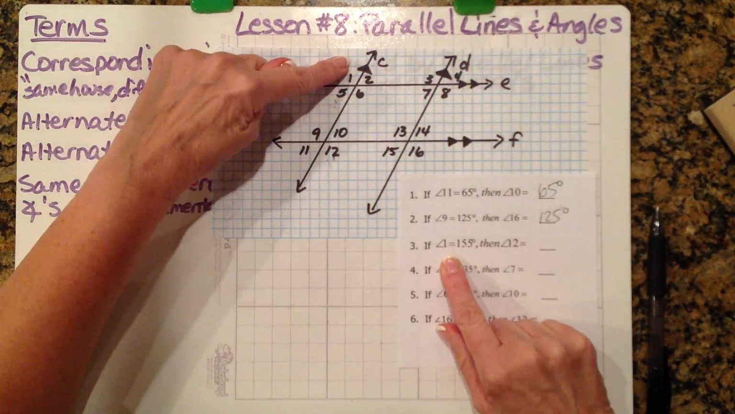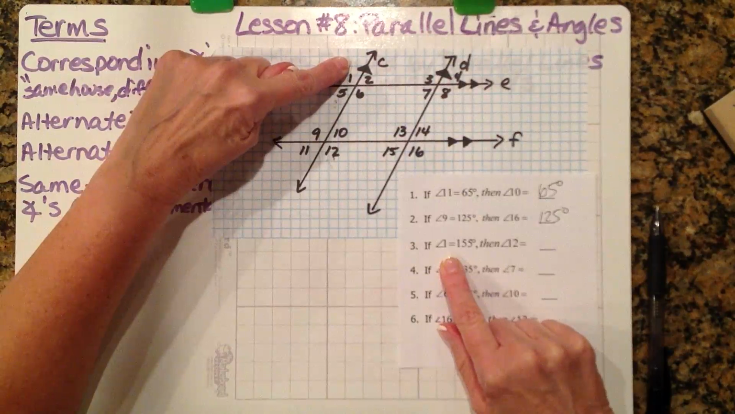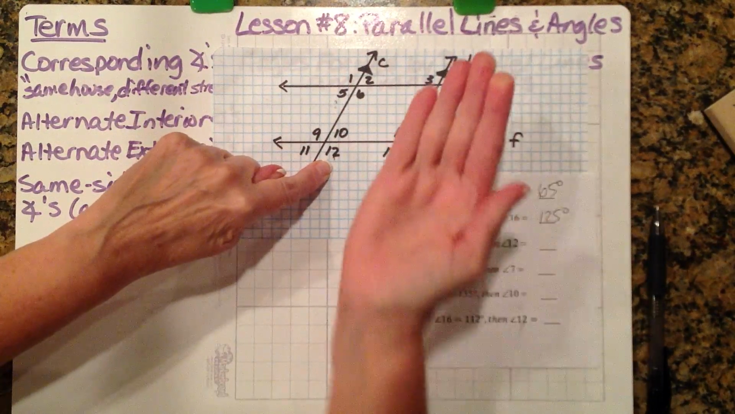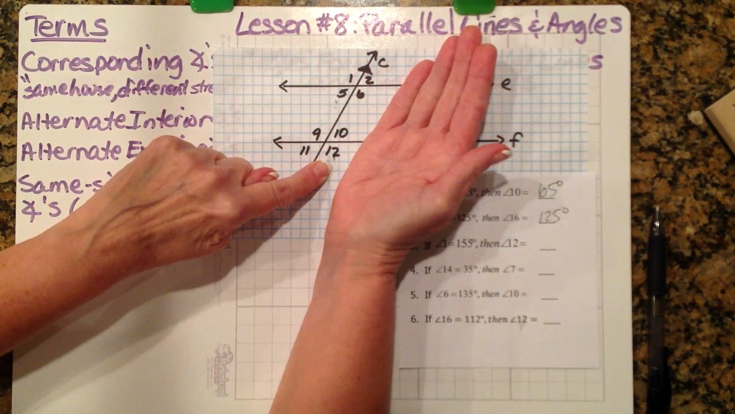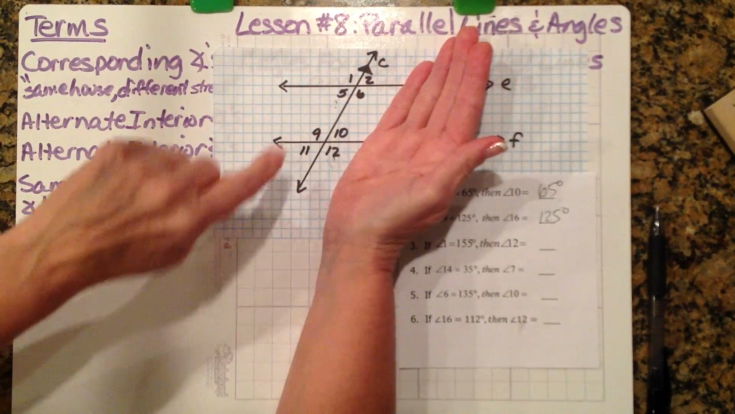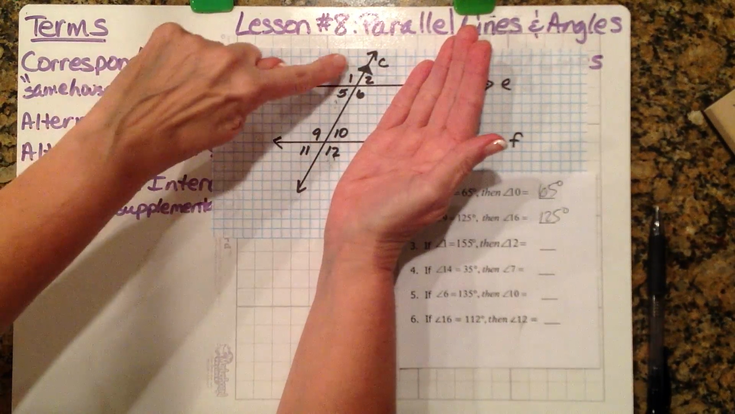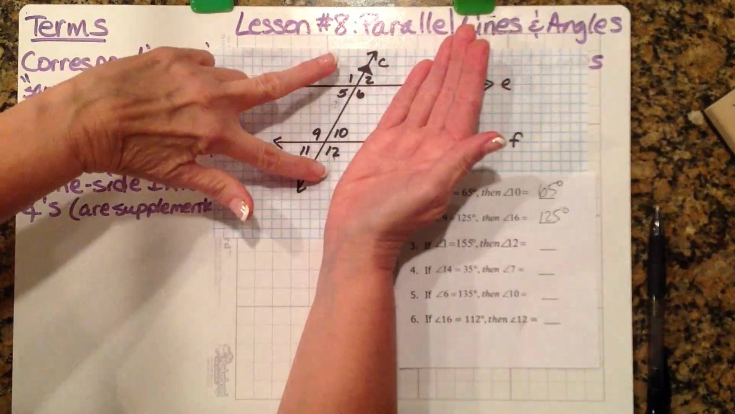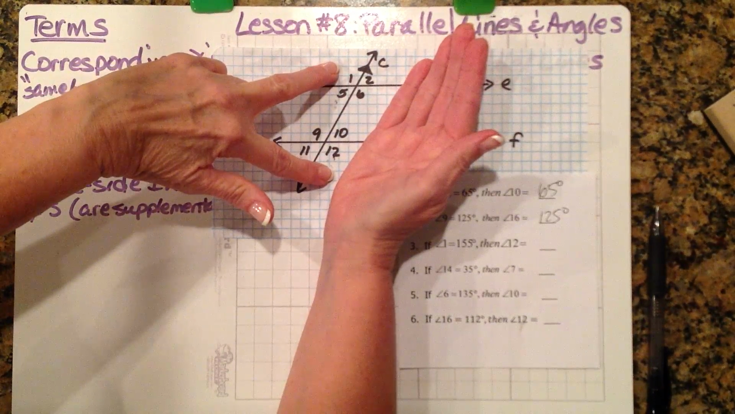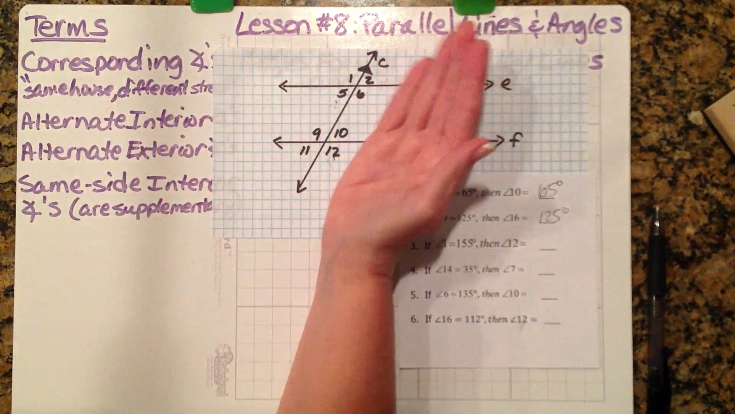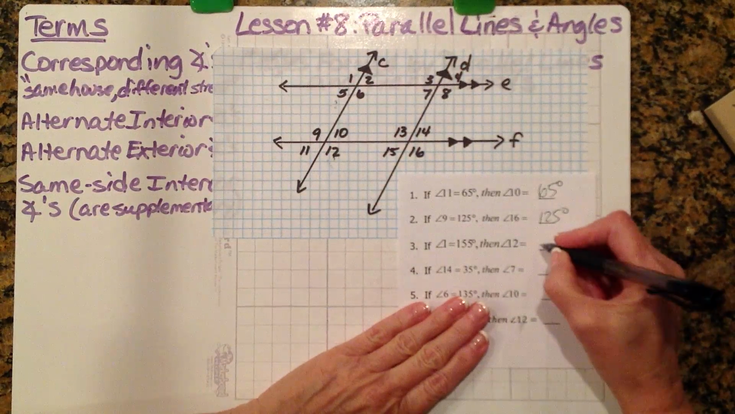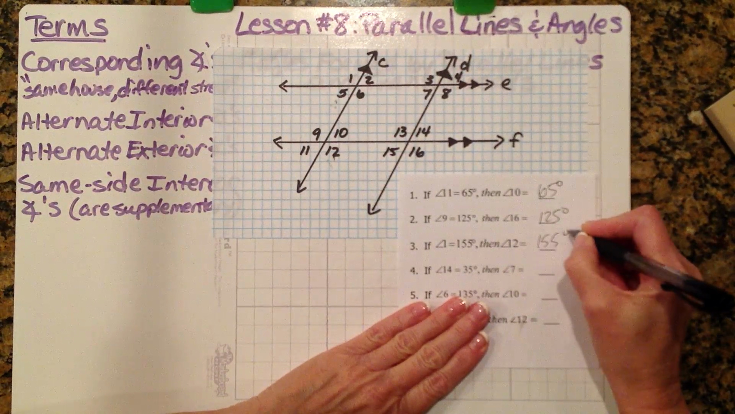Angle 1 is 155 degrees. What's angle 12? Okay, I'm going to cover up this part of the diagram because we don't need to look at that. So if angle 1 is 155, angle 12, they're alternate exterior angles, and they're congruent. So angle 12 is 155 degrees also.